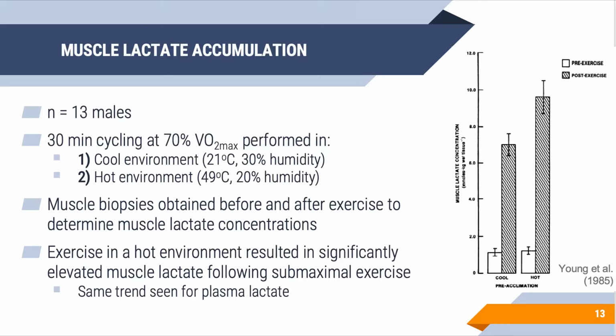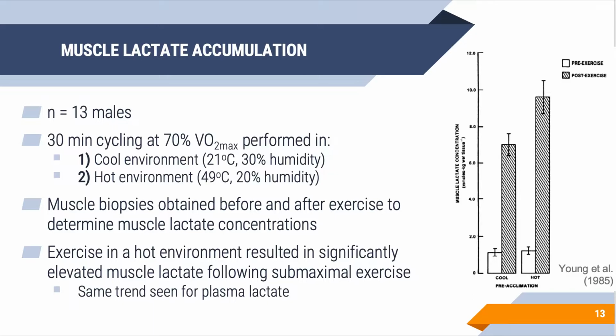What they found here is that exercise in a hot environment resulted in significantly elevated muscle lactate following submaximal exercise. This was a lot higher than in the cool condition. And what's interesting is they also found a significant increase in plasma lactate, which was also significantly higher in the hot condition compared to the cool.